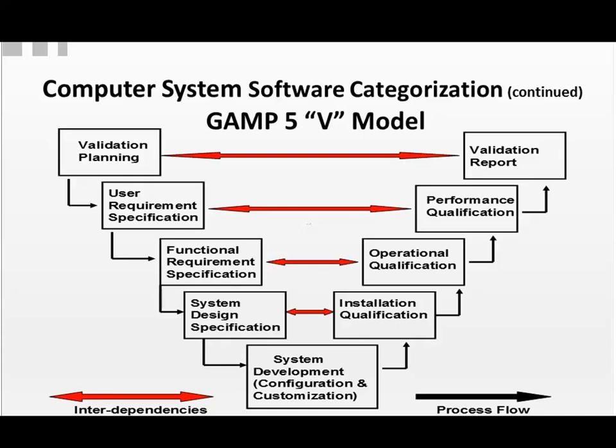In your operational qualification, you're proving that the core functionality works. The requirements are met. In your performance qualification, you're proving beyond that. It not only does what it's supposed to do, but it doesn't do what it's not supposed to do, the negative scenarios. You're also challenging the boundaries and stress testing.